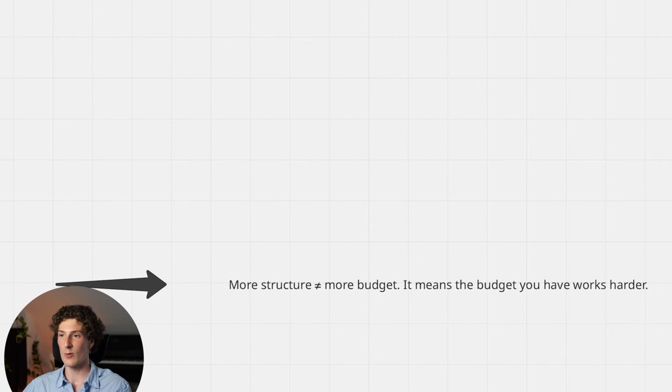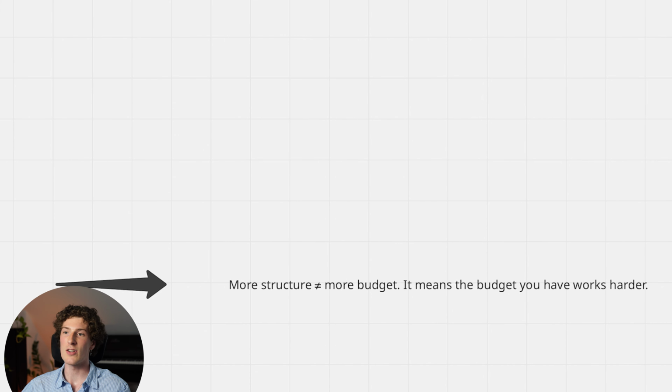The structure I just showed you doesn't require more total budget. It requires that budget to be allocated across 3 jobs instead of being thrown entirely at one. And because each campaign is now speaking to a specific type of buyer, the efficiency goes up. You're not paying to show the same ad to the same people over and over until they tune out. You're moving people through a sequence that's designed to convert them wherever they are. More structure doesn't equal more budget. It means the budget you have works harder.